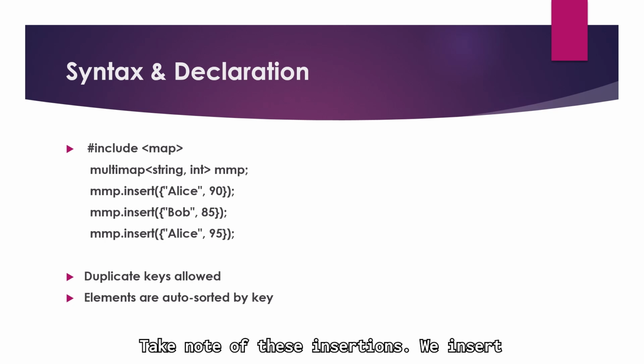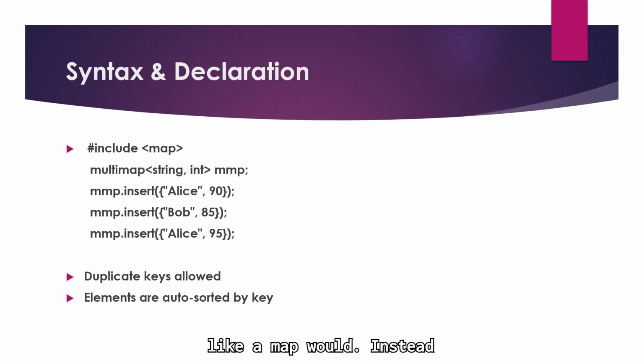Take note of these insertions. We insert Alice with a score of 90, Bob with 85 and Alice again with 95. This is perfectly valid in multimap. It does not overwrite the earlier Alice entry like a map would. Instead, it keeps both, and the container ensures that keys are kept in sorted order, so Alice entries will appear before Bob in this case.